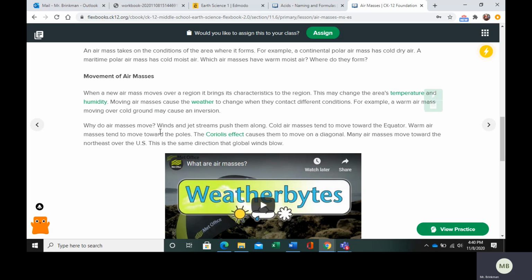Air masses are moved by winds and jet streams, and they kind of balance out temperatures. If it's a cold air mass, it's going to move toward the equator where it's warm. If it's a warm air mass, it's going to move toward the poles where it's cold. And the Coriolis effect that we talked about much earlier is going to cause them to move on a diagonal trajectory.